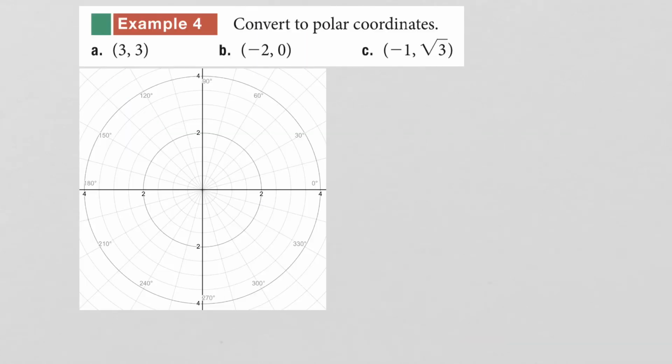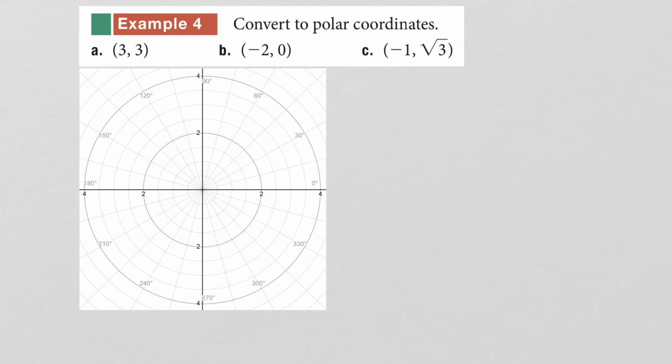Now let's do some examples of the opposite. We want to convert to polar coordinates. So here we are given rectangular coordinates, and we want to convert to polar coordinates. So again, I think graphing is a good tool here. I think graphing helps to solidify your understanding.